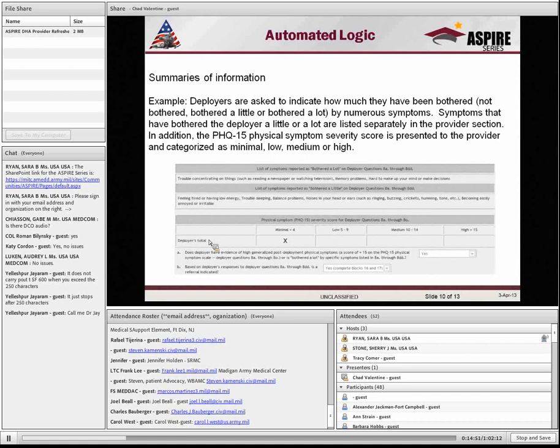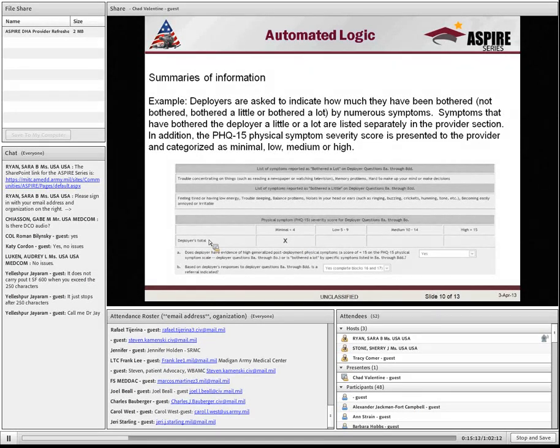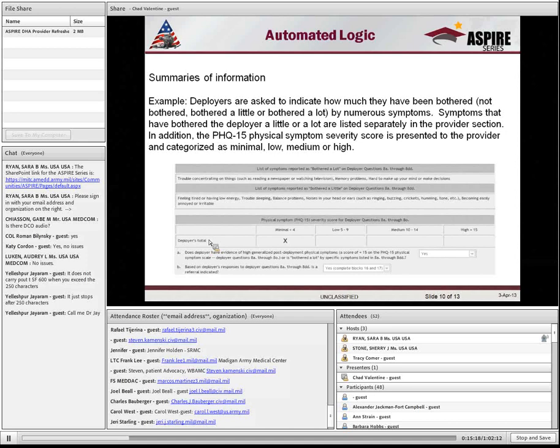For those of you who've seen the form, you'll notice that there's about, I think, 10 to 12 questions where the deployers were provided with specific physical symptoms, and they have 3 possible responses: bothered a little, bothered a lot, or not bothered at all. And what the system will do in this specific instance is list all the symptoms that the deployer was bothered a lot by, and group them, and you'll see that in this top column here. And then it'll take the symptoms that they were bothered a little by and group them in the column below.